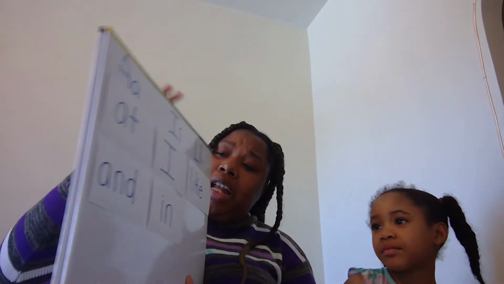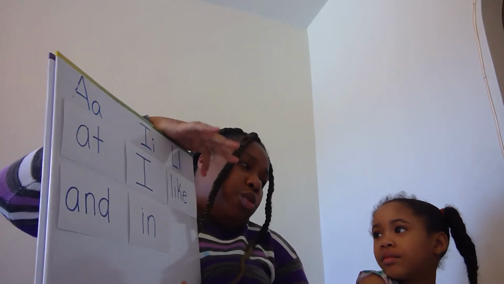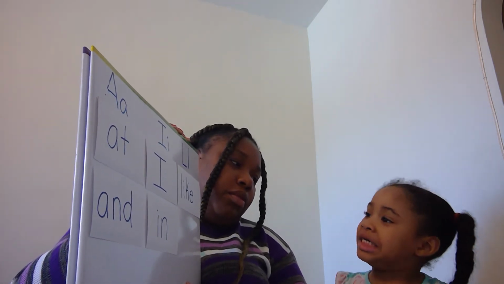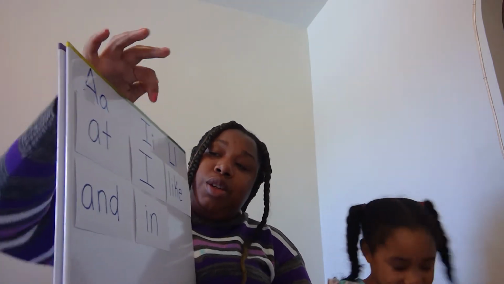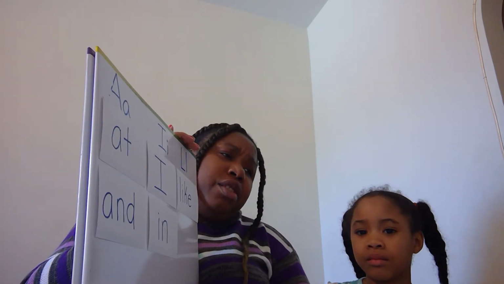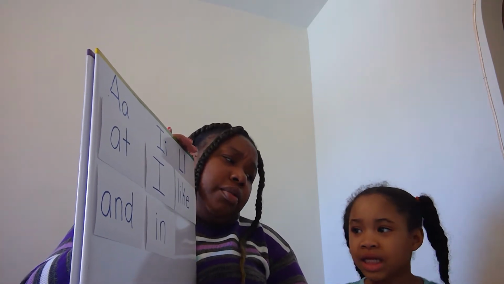Now, what about the word like? Like is next in our sentence. Okay. How did you know like was that word right there? What does it begin with? L. It begins with L. And when we say like, we hear L, right? For the L sound. So I like. But cats is not here. So we're going to have to sound out that word together. Okay? But let's write the first part of our sentence first.